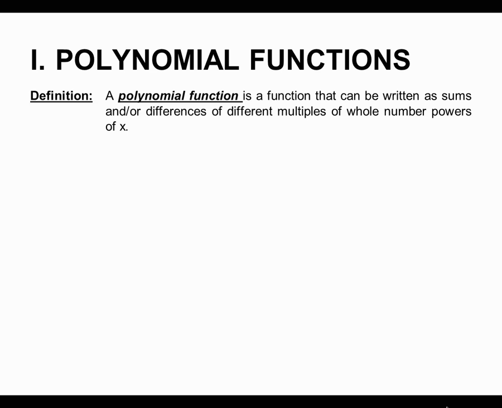Definition. A polynomial function is a function that can be written as sums and/or differences of different multiples of whole number powers of x. Okay, whole numbers are like 0, 1, 2, 3, 4, 5. They don't include the negatives. We're also not allowed to put variables in the denominator with a polynomial function. So loosely speaking, polynomial functions are nice functions.